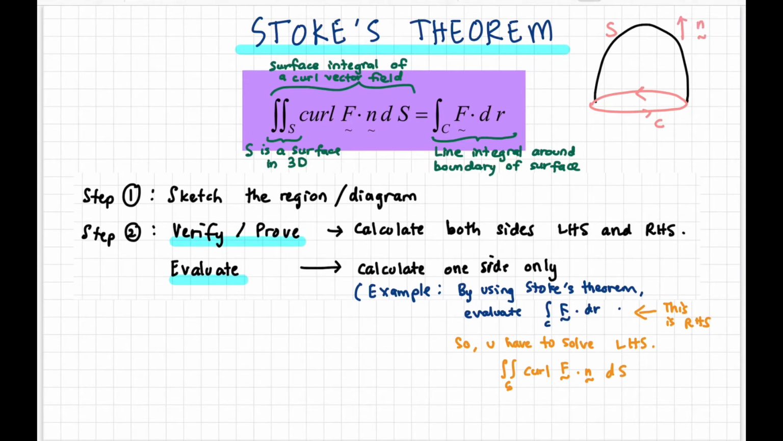The first step is to sketch the region or the diagram. This is very similar to Green's theorem. And step 2, if the question asks you to verify or to prove, you have to calculate both sides. If the question asks you to evaluate, calculate one side only. If the question asks you to evaluate F dot dr, then you have to calculate this part.